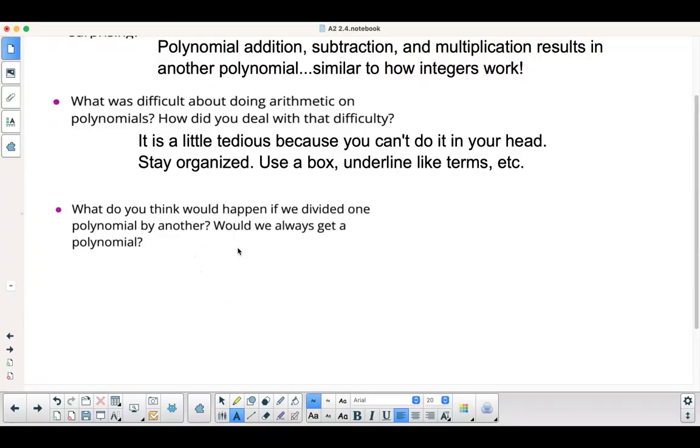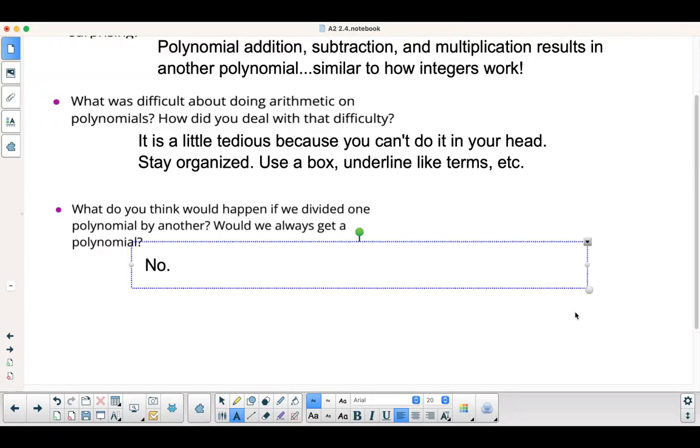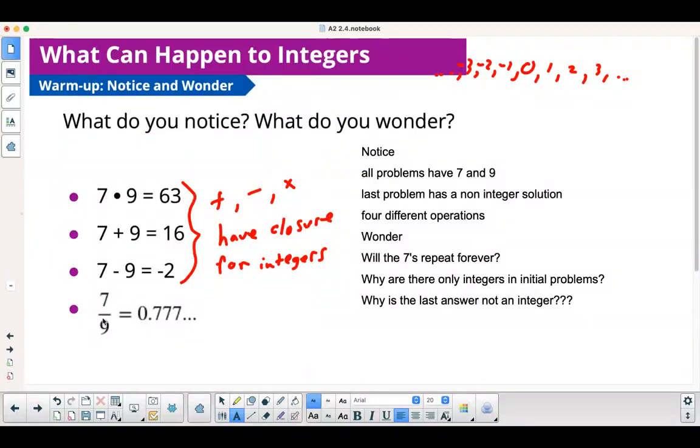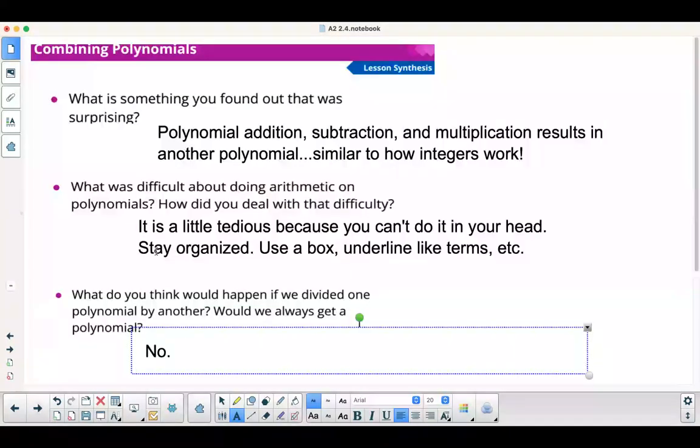Now, what do you think would happen if we divided one polynomial by another? Would we always get a polynomial? All right, so the answer to this is no. The reason I say no is because we saw on the warm-up with division, I'll go back to the warm-up slide. We saw right here with division, integer divided by integer does not give me an integer, but multiplication, addition, and subtraction does. So it's probably going to be the same for polynomials, okay?